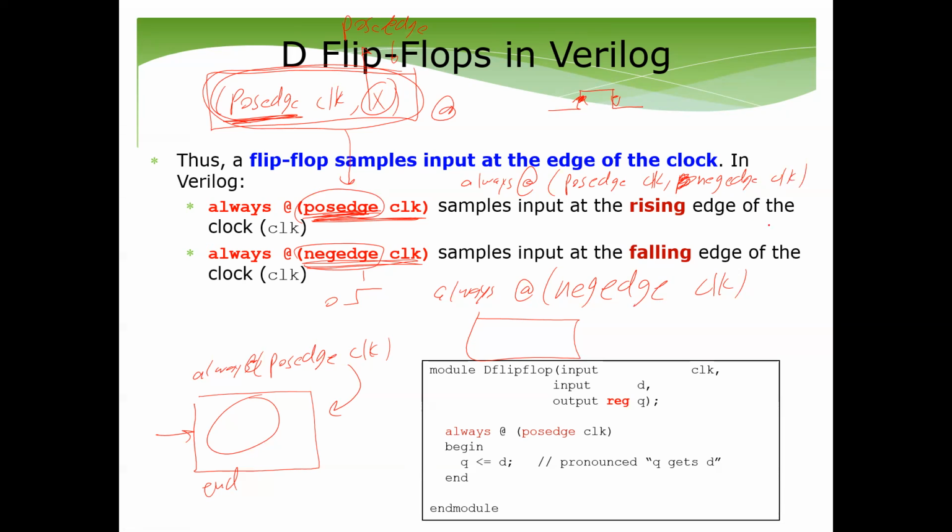Now this will create a double edge triggered flip flop. But the double edge triggered flip flop we did not cover, meaning how to design circuits to work on double edge triggered flip flops. But this is how you do it. If you write that, it will change with the positive edge and the negative edge.